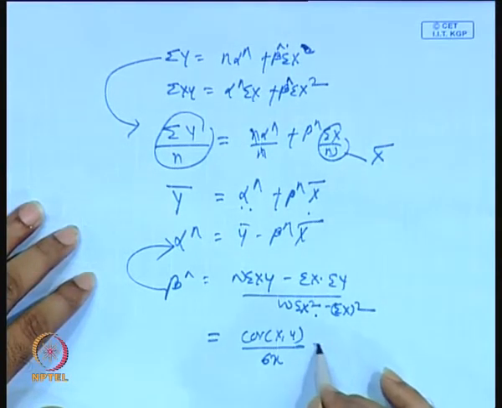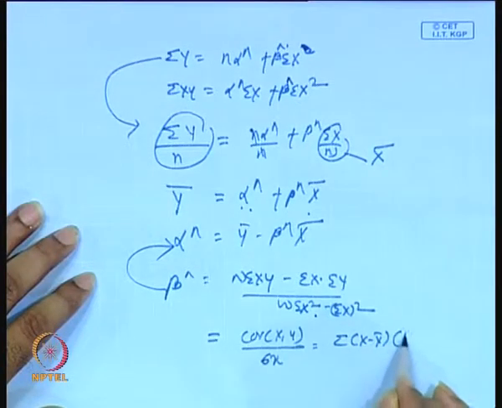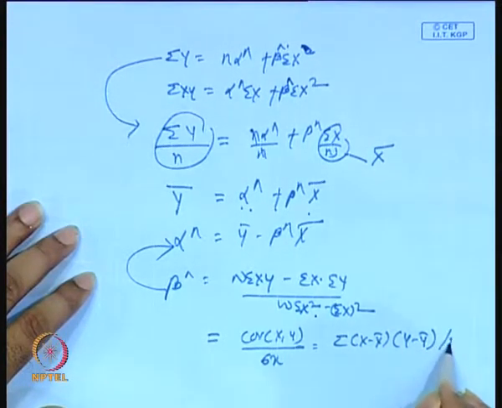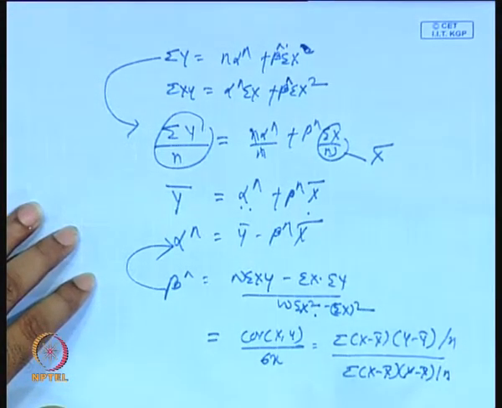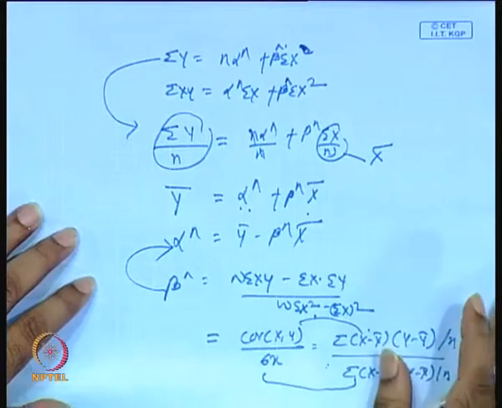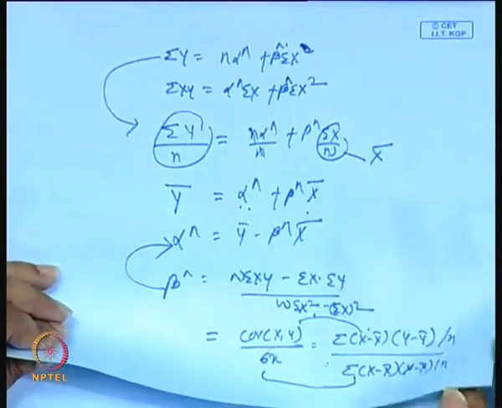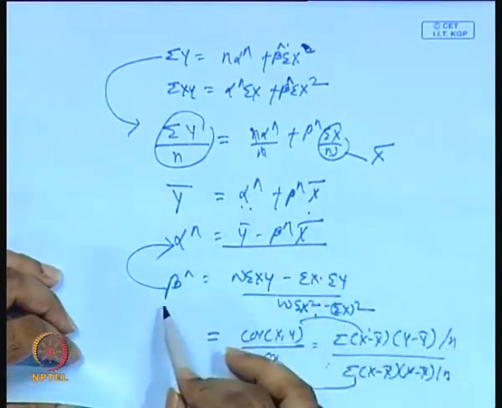Covariance of x y is nothing but summation x minus x bar into y minus y bar divided by n, and variance of x is nothing but summation x minus x bar into x minus x bar divided by n. The n cancels. So, obviously, this is nothing but sigma x squared, and sigma x means the square root. Okay, all right. So now alpha hat is this much and beta hat is this much.